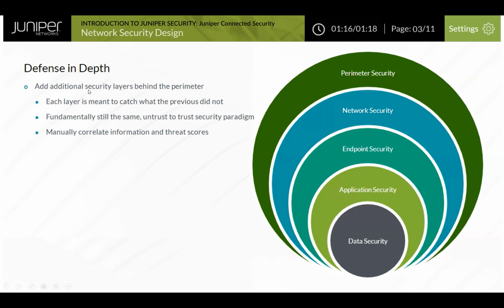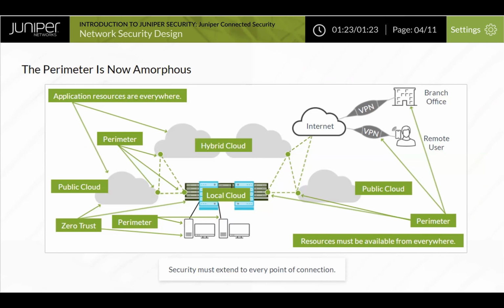So here, each layer is meant to catch what the previous did not. Fundamentally it is still the same: untrust to trust security paradigm, mutually correlating information and threat. The perimeter is now amorphous.